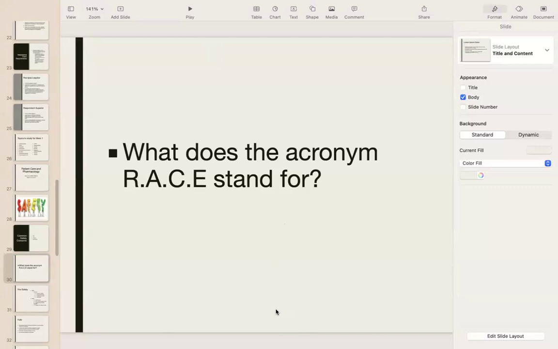Okay, anybody know what RACE stands for? Rescue, alarm, contain, and extinguish. Yes, ma'am.